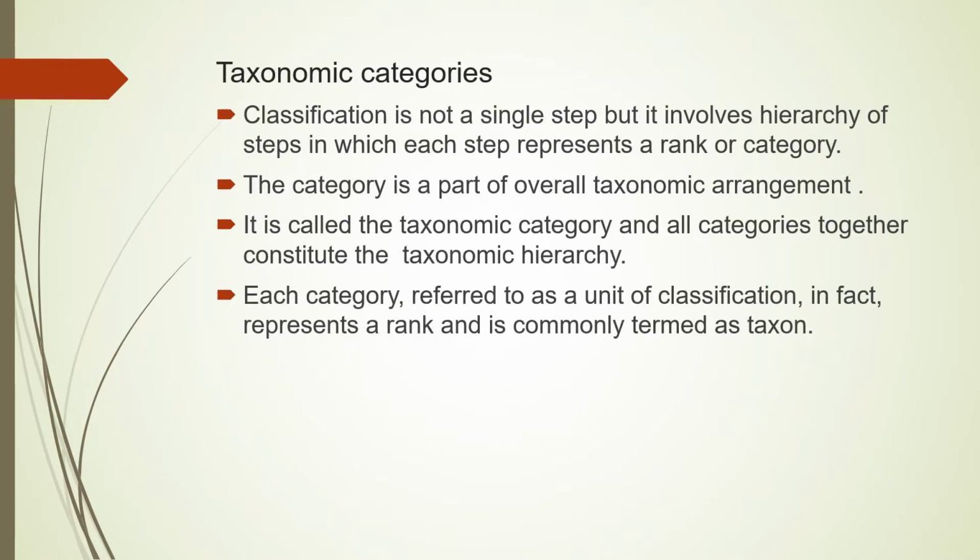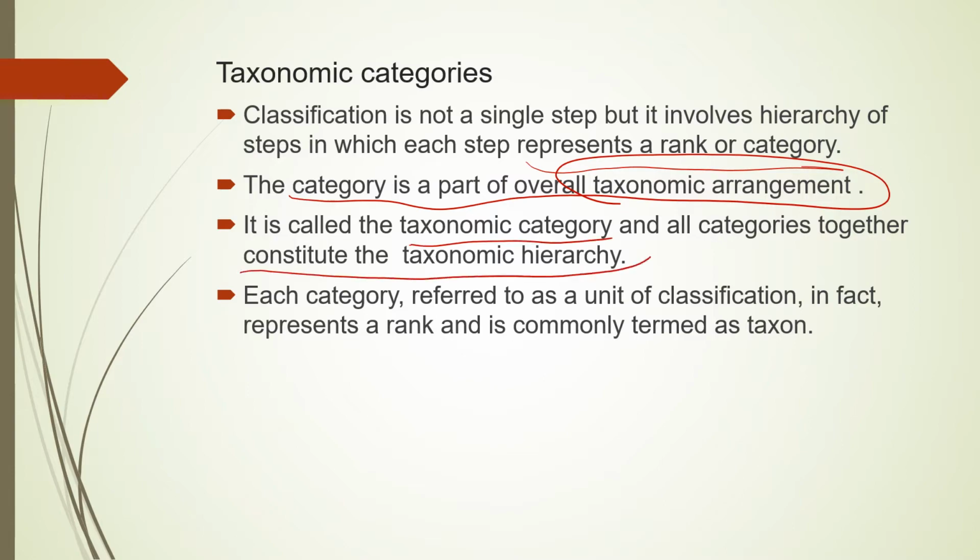Now here comes the taxonomic categories. So what are taxonomic categories? Now classification, as we have discussed earlier, is classifying the animal, and it is not at all a single step process, right? It involves a hierarchy. Hierarchy means things are divided stepwise. Now it involves a hierarchy of steps, in which each step represents a rank or a category. Is it clear? Now the category is a part of the overall taxonomic arrangement, and it is called a taxonomic category, and all categories together constitute the taxonomic hierarchy.